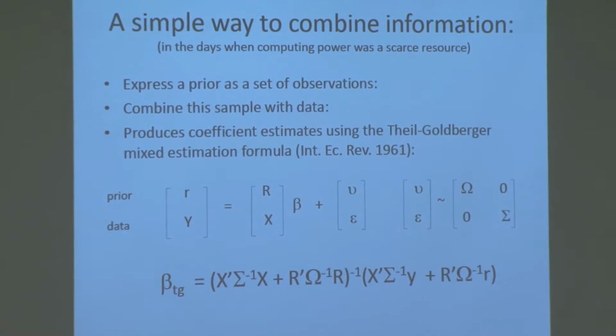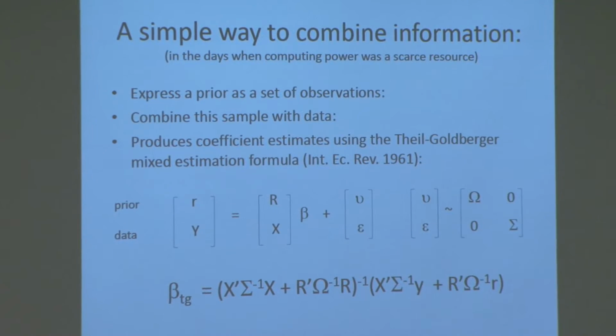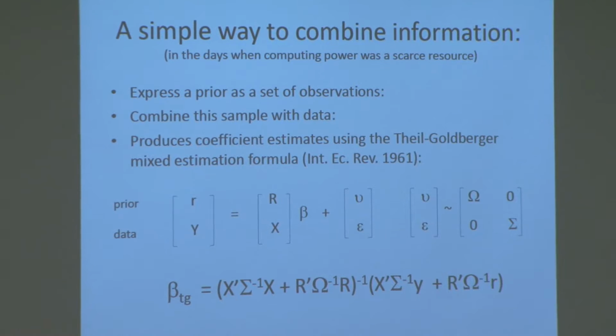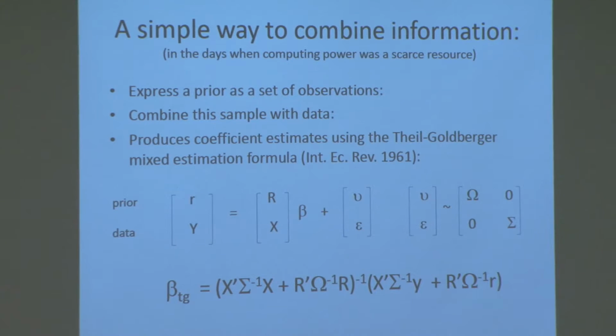But just to give you a sense of what's going on, this is a very old equation. It's the only equation in this presentation. It's what's called the Theil-Goldberger mixed estimation formula. It was relatively new, but already in the textbooks when I was studying econometrics, so it's over 50 years old today. In fact, many of you may recognize it as a special case of the Kalman filter. So there's really nothing new here. It's just how you combine information.